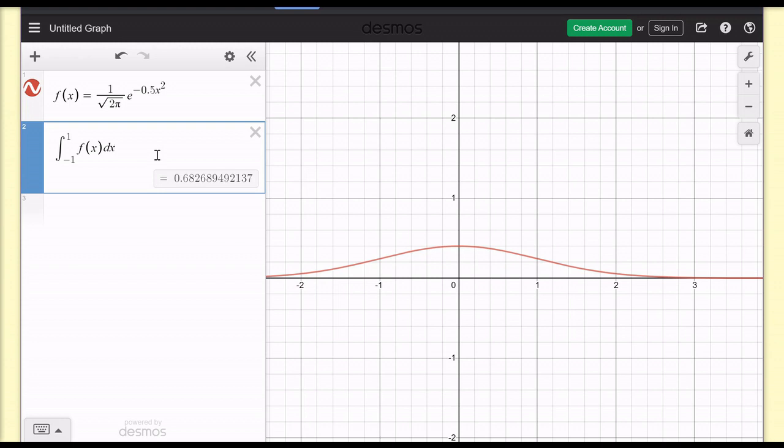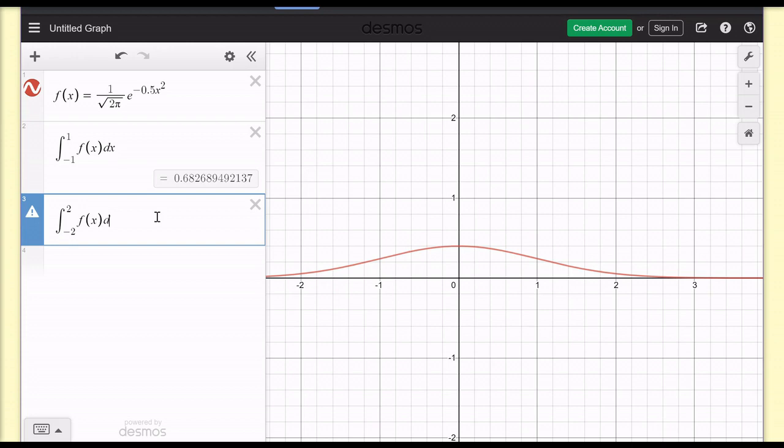Remember, for the standard normal distribution, the standard deviation of this curve is 1. So this integral represents the area under the curve from minus 1 to 1. And since the mean is 0, this is also equivalent to finding the area within one standard deviation of the mean. So the probability that you're within one standard deviation of the mean, if you're normally distributed, is approximately 68.27%.